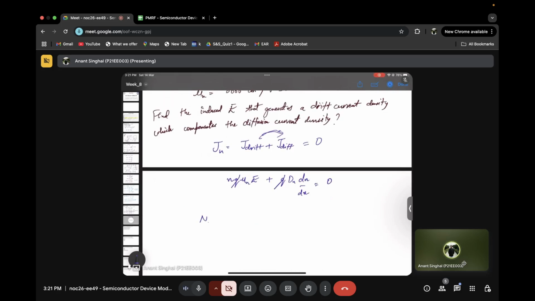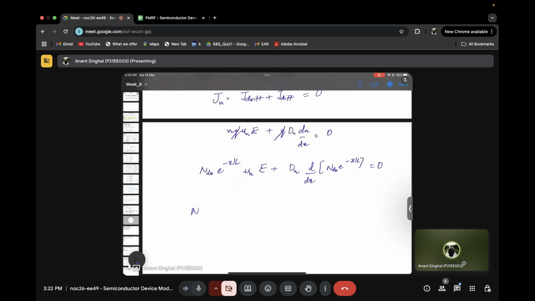N is nothing but which is given as nd naught exponential of minus x by l, mu n e plus dn over dx. Now dn over dx means the differentiation with respect to x of this term, which is nd naught exponential of minus x by l. So what is the differentiation of this term? Can anyone tell? Anyone?